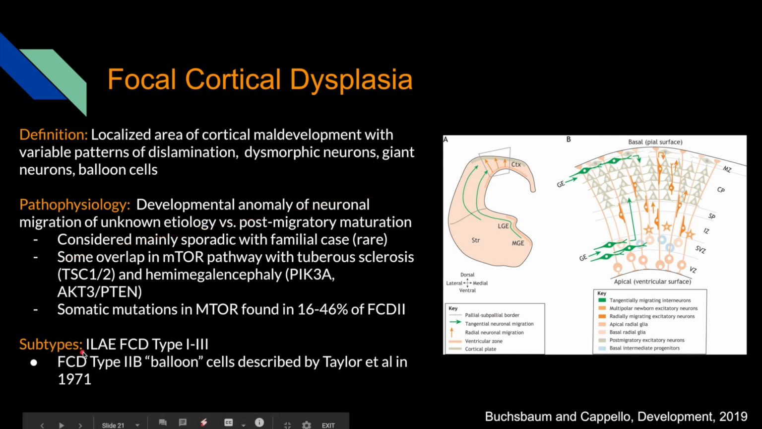Again, the International League Against Epilepsy intervened to try to subtype these for research purposes, but there's a long history of trying to subtype these, and there's a special type, as we'll see, called focal cortical dysplasia type 2B, which contains balloon cells, and really was described by Taylor in 1971.